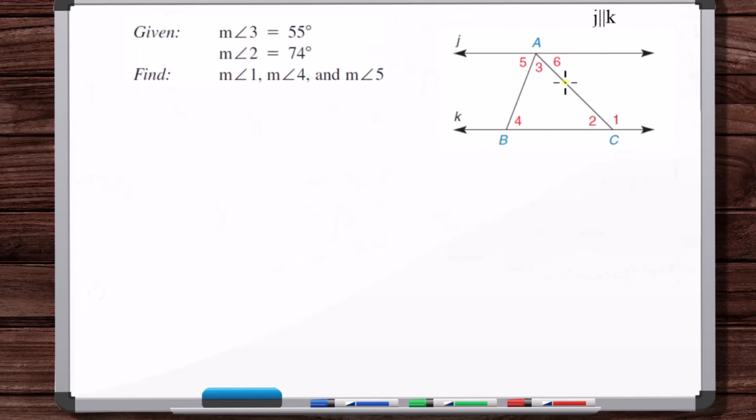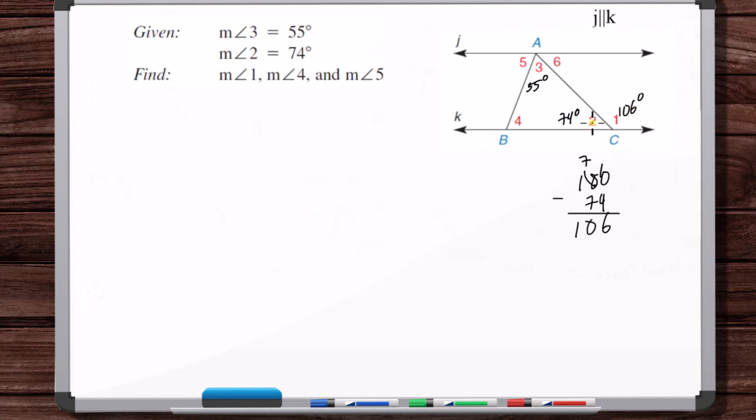Okay, so angle 3 is 55. Angle 2 is 74. So what is the measure of angle 1, the measure of angle 4, and the measure of angle 5? Well, we could use the sum of the interior angles of a triangle equal to 180 to get angle 4, but let's try not to use that. So, okay, the measure of angle 1 is going to be 180 minus 74, straight angle here. So 106.